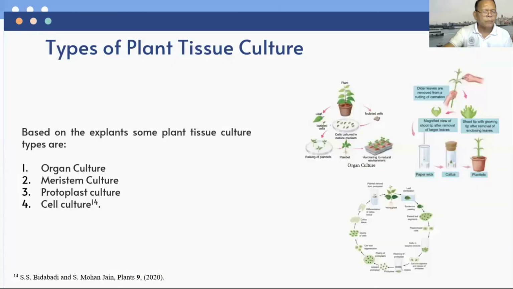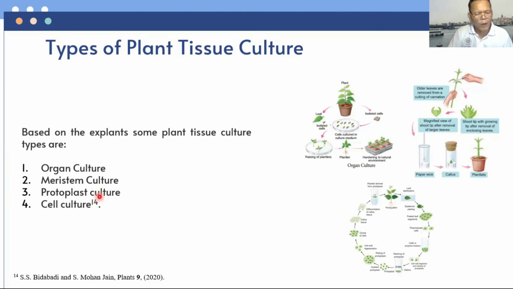Based on the explant, there are some plant tissue culture types, such as the first, organ culture. The culture of organs, such as embryo, anthers, ovary, roots, shoot, or other organs of a plant, on culture media. The second is meristem culture, from the culture of any plant meristematic tissue on culture media.